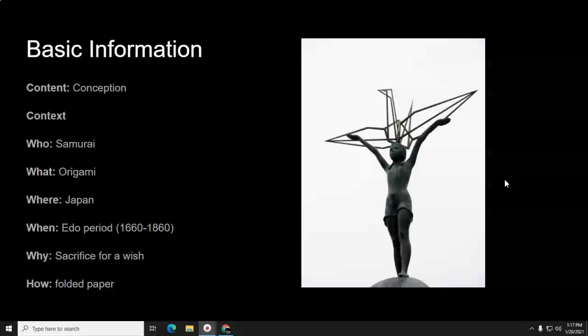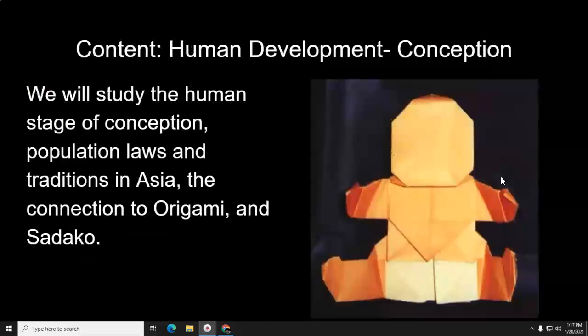The reason why is sacrifice for a wish, and we're going to speak more about that tomorrow. And the process is folded paper. So our content is human development for the class and how that relates to crafts, because a lot of crafts are hooked into specific human developmental stages. And since we're all humans, I hope, it's a good thing to learn about.